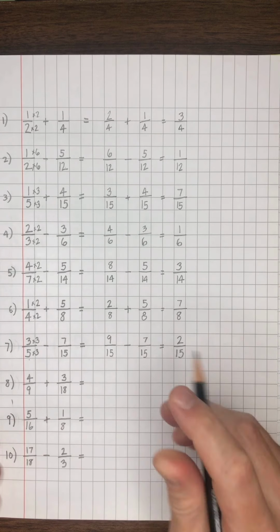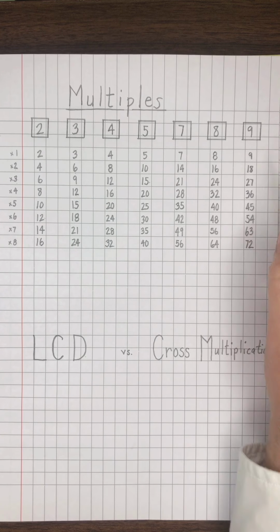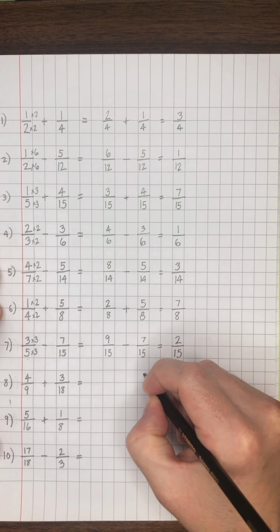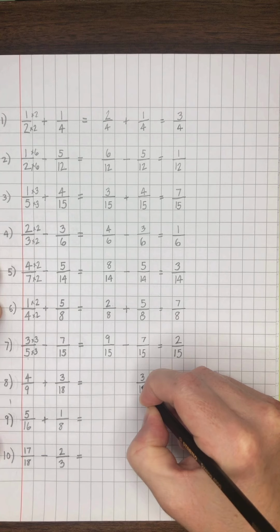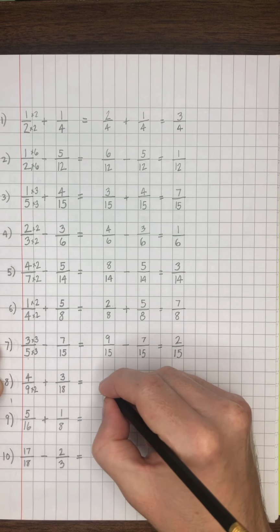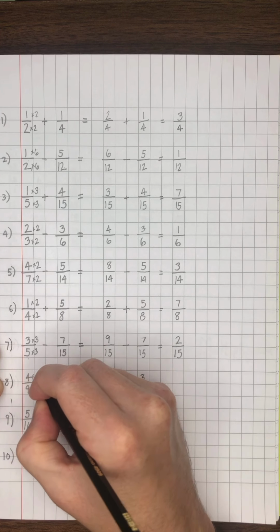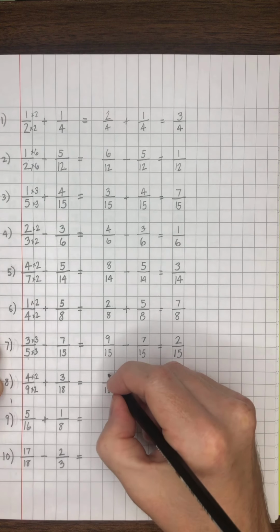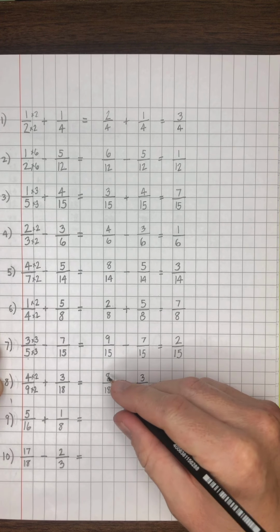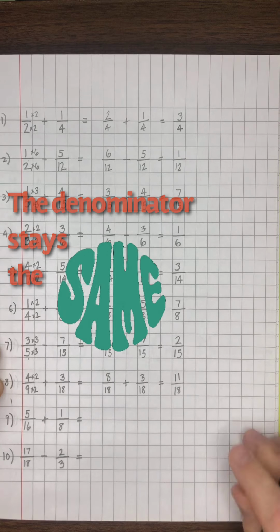Question 8. 4/9 plus 3/18. If we look at our multiples of 9, 18 is a multiple. So we do not have to cross multiply. We can keep this fraction's denominator the same, so we do not have to change it. We do in fact need an equivalent fraction for 4/9. We know we want the denominator to be 18. To do that, we multiply by 2. Whatever we do to the denominator, we must do to the numerator. 4 times 2 is 8. This is an addition problem. So when we add the numerators, we get 11. The denominator stays the same.